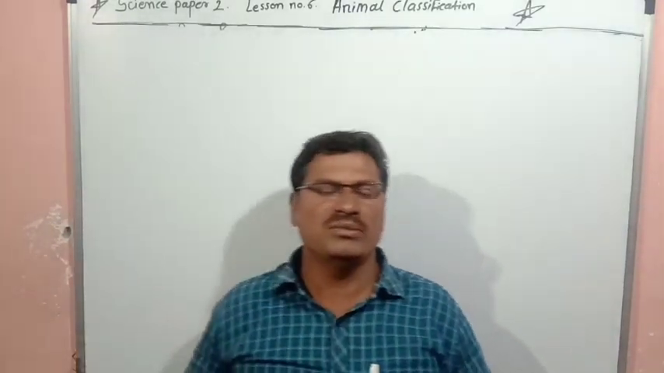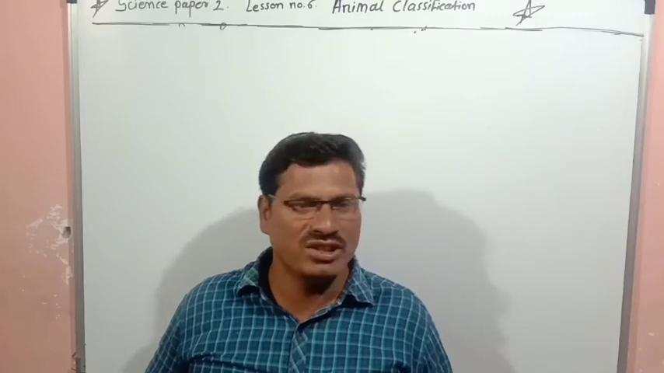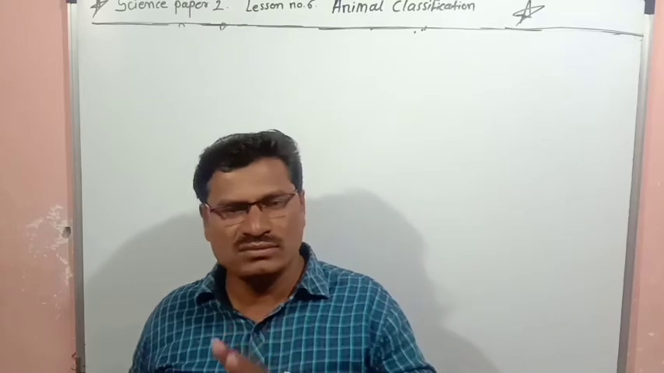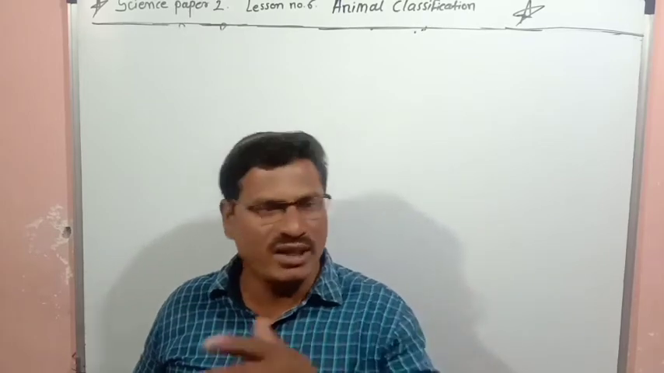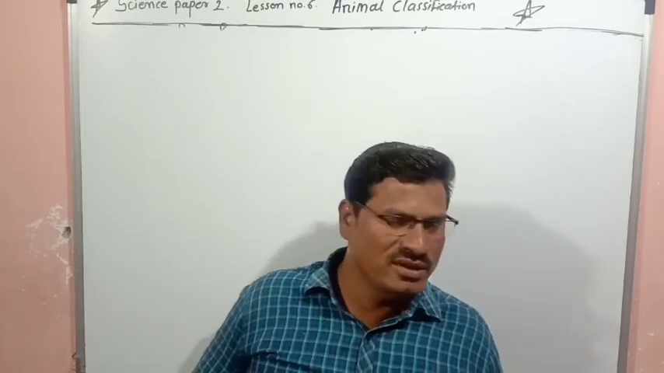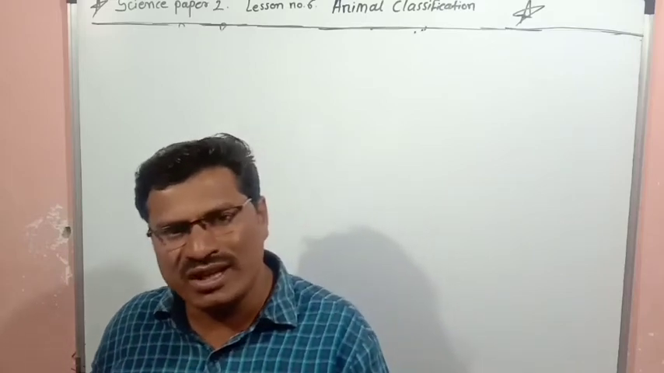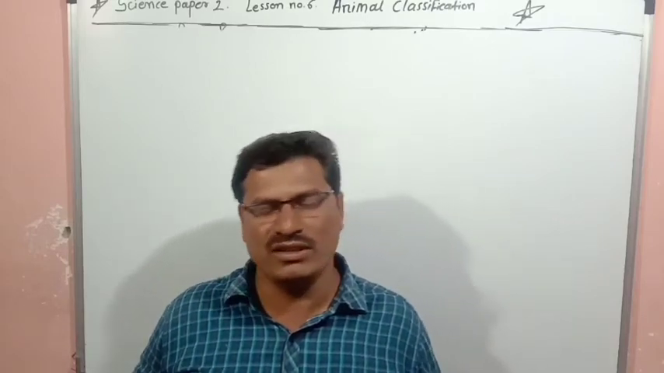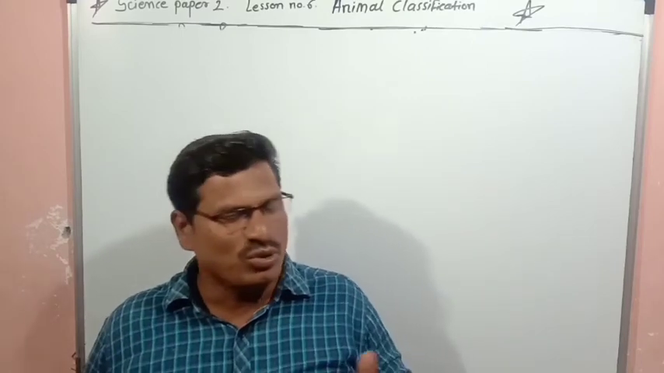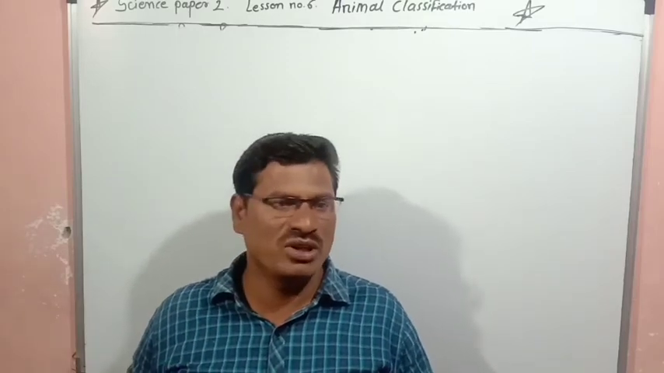We are learning lesson number 6, animal classification, and before this we have studied two phylums. First one is the Porifera and second one is Cnidaria. These two phylums we have studied, and their examples also we have studied. Now we are going to study another two phylums, and those phylums are Platyhelminthes and Aschelminthes.